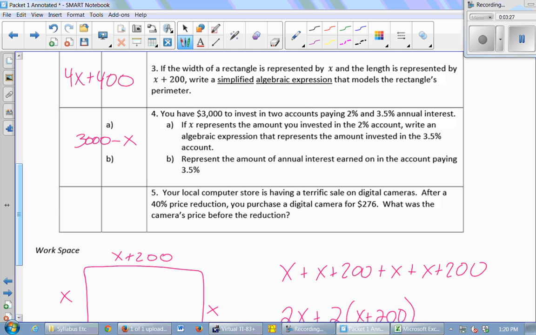All right, so now I'm thinking about the interest. Okay, for part B, I want to think about how much interest I earn on the account that pays 3.5%. So first of all, how much money is in that account? 3,000 minus X, that's what we did in the first one. And then how do I figure out what is 3.5% of 3,000 minus X? Times 0.035. So B is going to be 0.035 times the amount of money in the account.